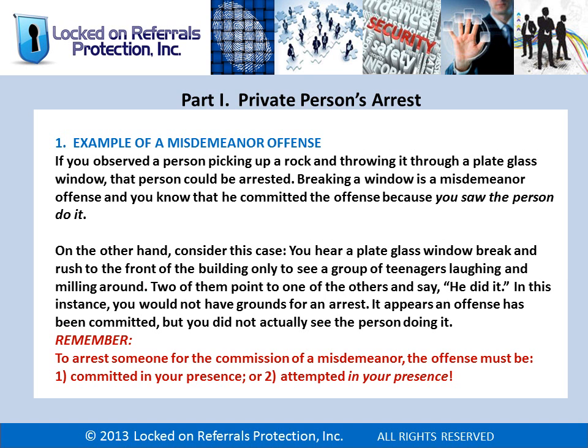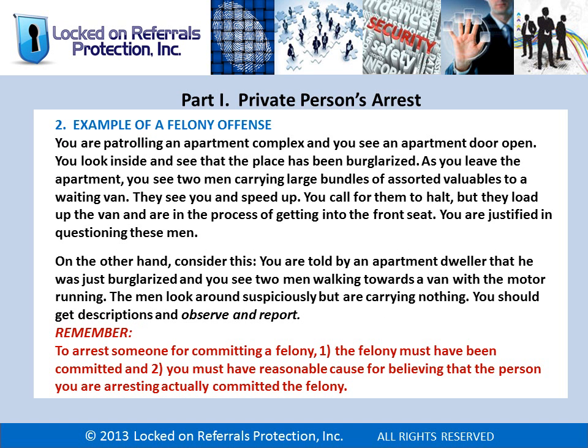Number 1. Example of a misdemeanor offense. Read this misdemeanor example carefully. Its purpose is to show that a misdemeanor arrest requires that the crime must have been either committed or attempted in your presence. Number 2. Read this felony example carefully. Its purpose is to exemplify that a felony must have been committed, not simply attempted, and reasonable grounds must exist to believe that the suspect did, in fact, commit the crime.